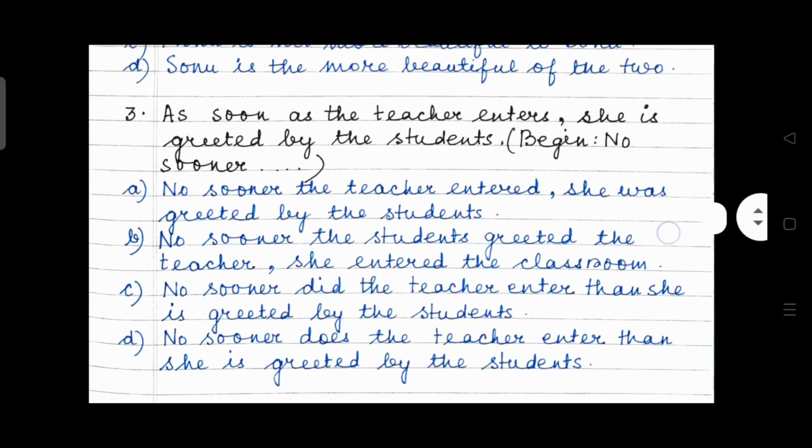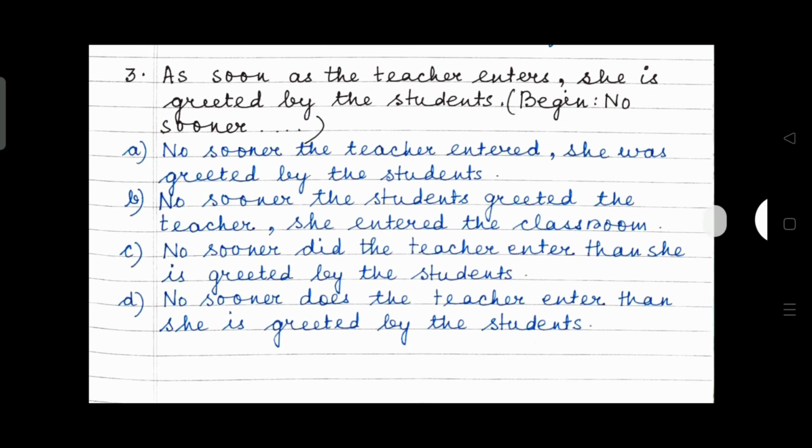Next, question 3. As soon as the teacher enters, she is greeted by the students. Present tense. Begin no sooner. No sooner the teacher entered, she was greeted by the students. It's in past tense. Therefore, I will not take this as my right answer. Option B. No sooner the students greeted the teacher, she entered the classroom. This is also not the right option.